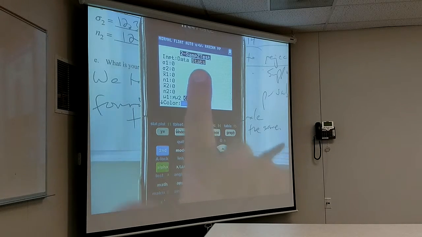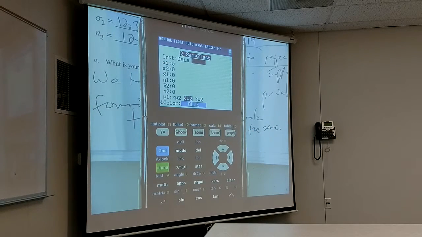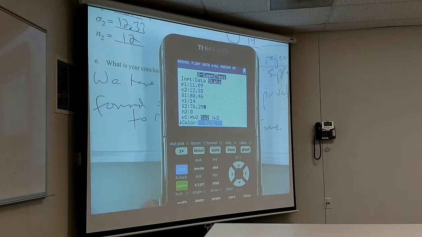Now look what it asks you if you go here. Make sure stats is shown, because then I can just plug all this stuff in. Let's see what it does with this. Sigma 1 was 11.09. I'm just going to plug all this stuff in. Sigma 2 for the men was this. The women's mean was 80.46. The women number was 14, and there's 12 men.